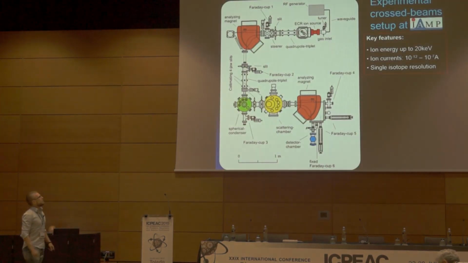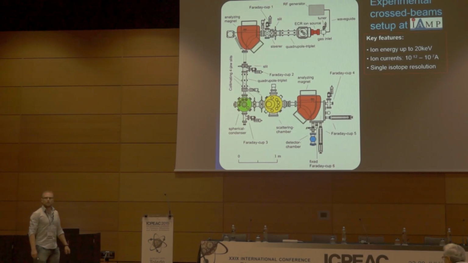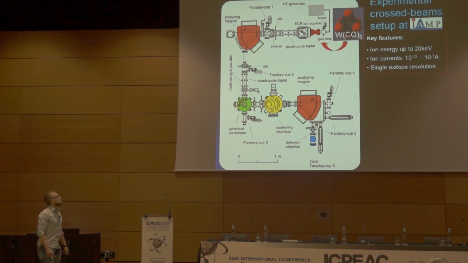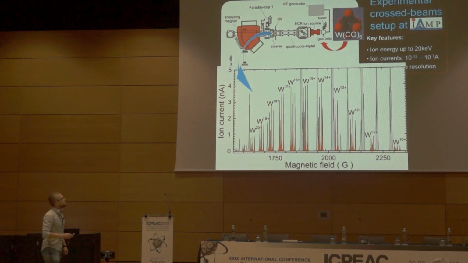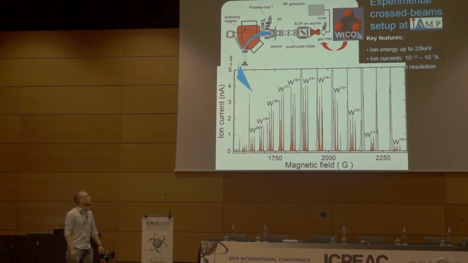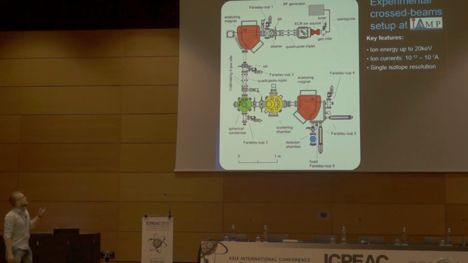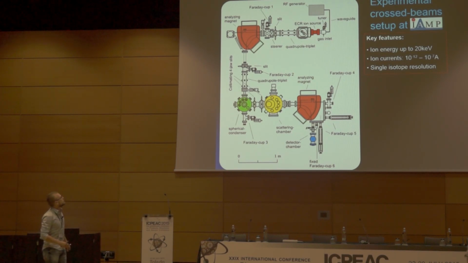So this is the experimental setup we use in Gießen in order to measure electron impact ionization cross-sections of tungsten ions. We produce tungsten ions by inserting tungsten hexacarbonyl into the plasma of our ECR ion source. Then tungsten ions, together with other ions, get extracted. They are let into the first analyzing magnet, and by changing the field of the magnet, we can measure such beautiful single isotope resolved mass spectra. And by setting the right magnetic field, we can choose the ion we would like to study.